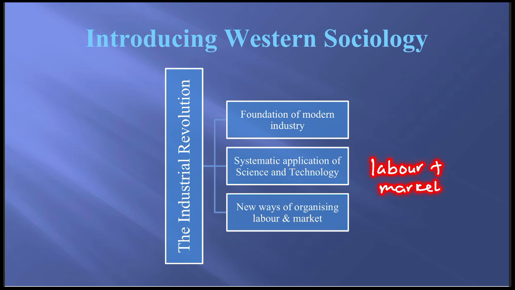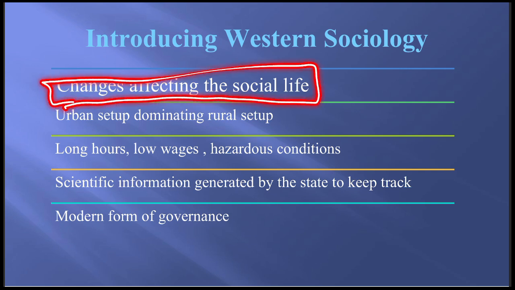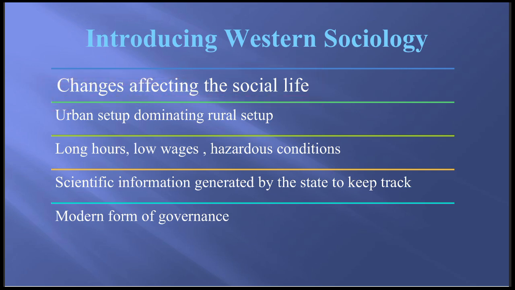Since goods were now produced on a gigantic scale for faraway markets across the world, changes began to affect the social life. So the question arises: what kind of changes did the social life of the people experience because of the Industrial Revolution?